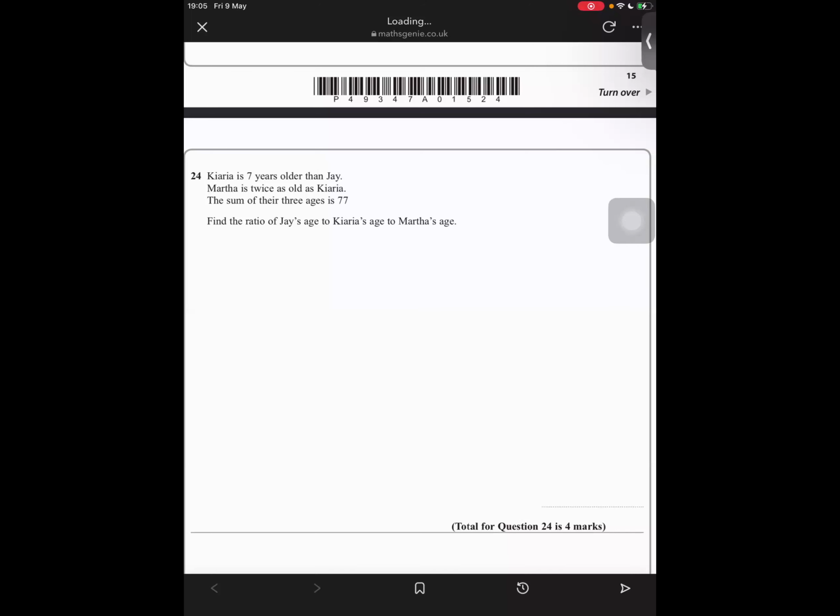You can take a look at the question. The question says find the ratio of Jay's age to Kiara's age to Martha's age. So somehow they've even helped you to arrange it in the order that you know it to make life easy for you. So we can start with J's age. Let's use the letter J for J's age, right? So we're going to say J, and then you have the ratio sign.